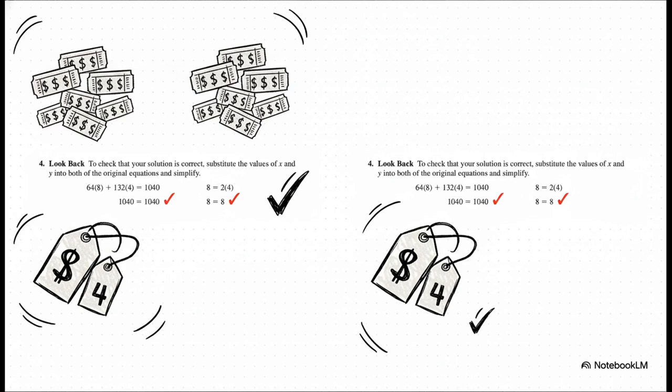Does that equal $1,040? You bet it does. And is the adult price $8, double the student price, $4? Yes, again. Both of our original conditions are met. Our solution is absolutely perfect.